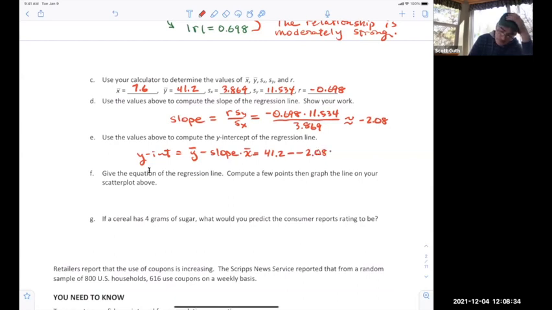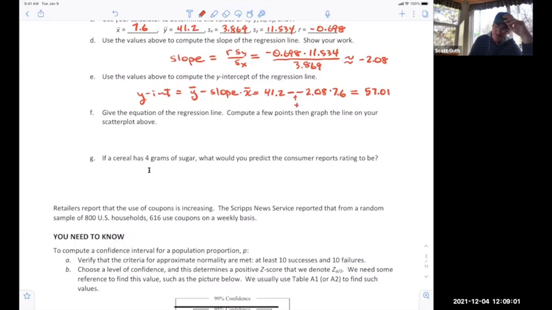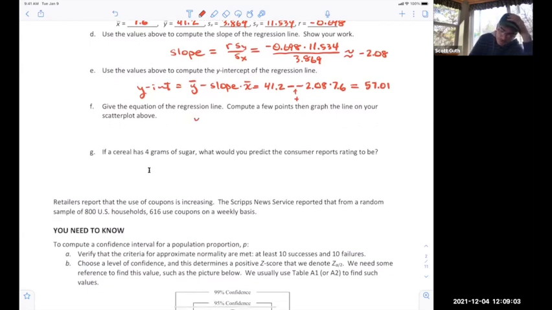2.08 times x bar, which is 7.6. Okay, don't forget this is a plus when you have a double negative. So work that out and your y-intercept comes out at about 57.01. And that's actually really close to what the calculator gives, but the calculator is just a little more accurate.